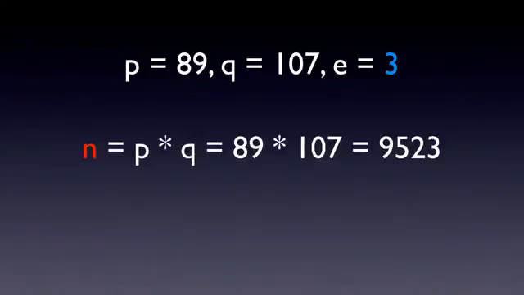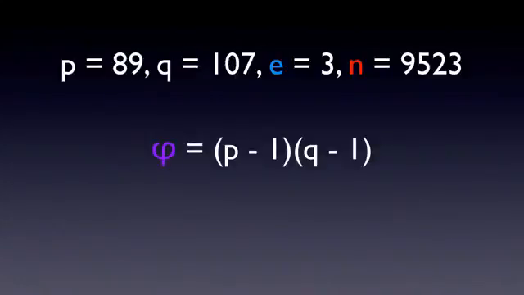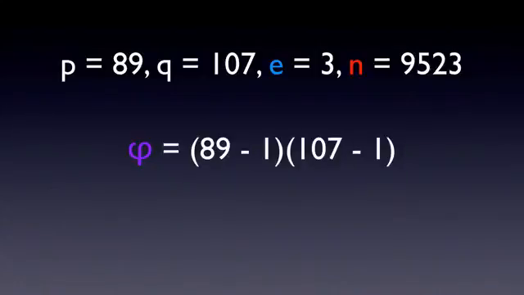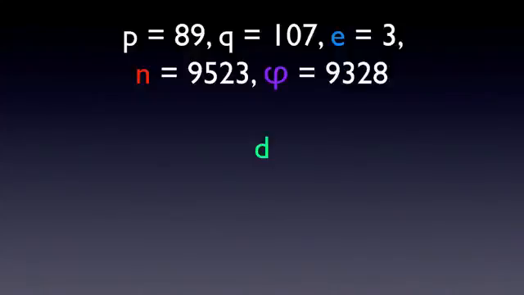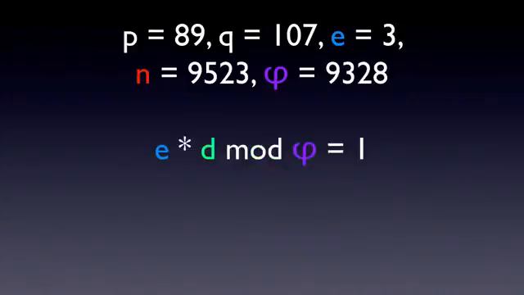So n is p times q, or in our case, 89 times 107, and this is 9,523. So now that we have n, let's calculate phi. So p minus 1 times q minus 1. So phi is 9,328. And now we find d. So again, here's our formula. E times d mod phi equals 1.